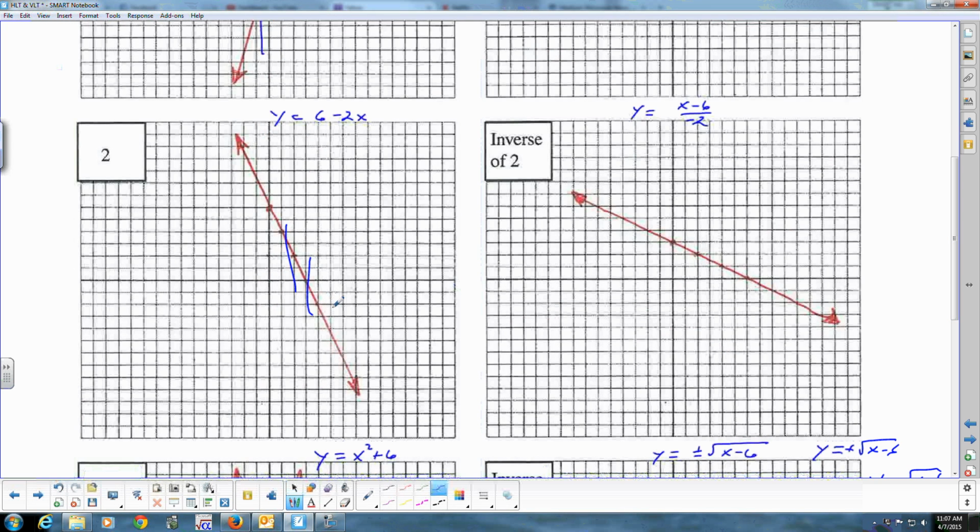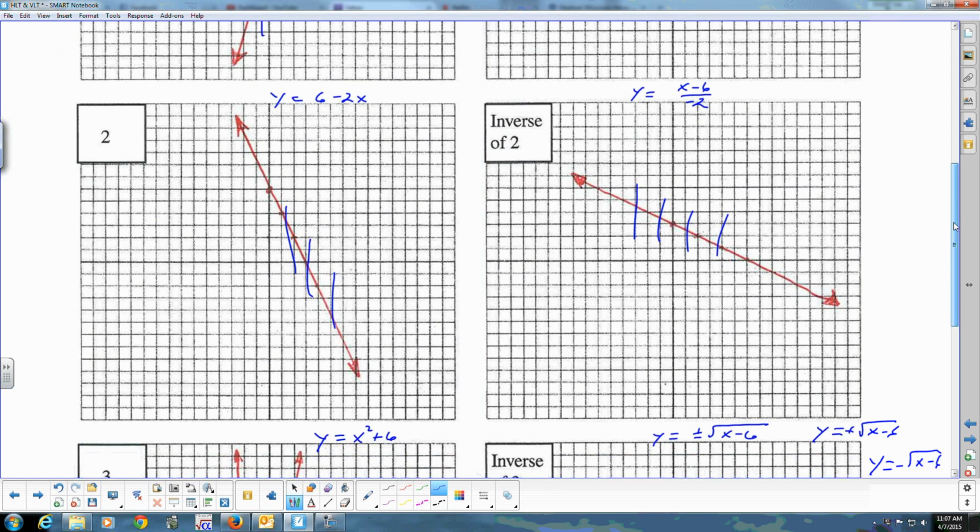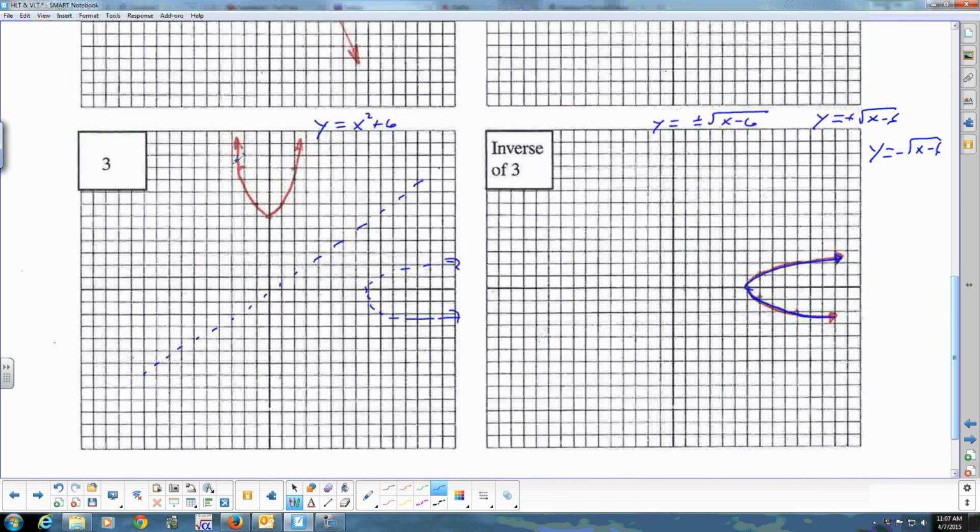Yes, it's a function because a vertical line is only hitting it once. Now getting into the curves is a little more interesting. Yes, it's only hitting it once, so it is a function. As soon as I start doing it to this, it's going to hit it more than once. So no, this is not a function.